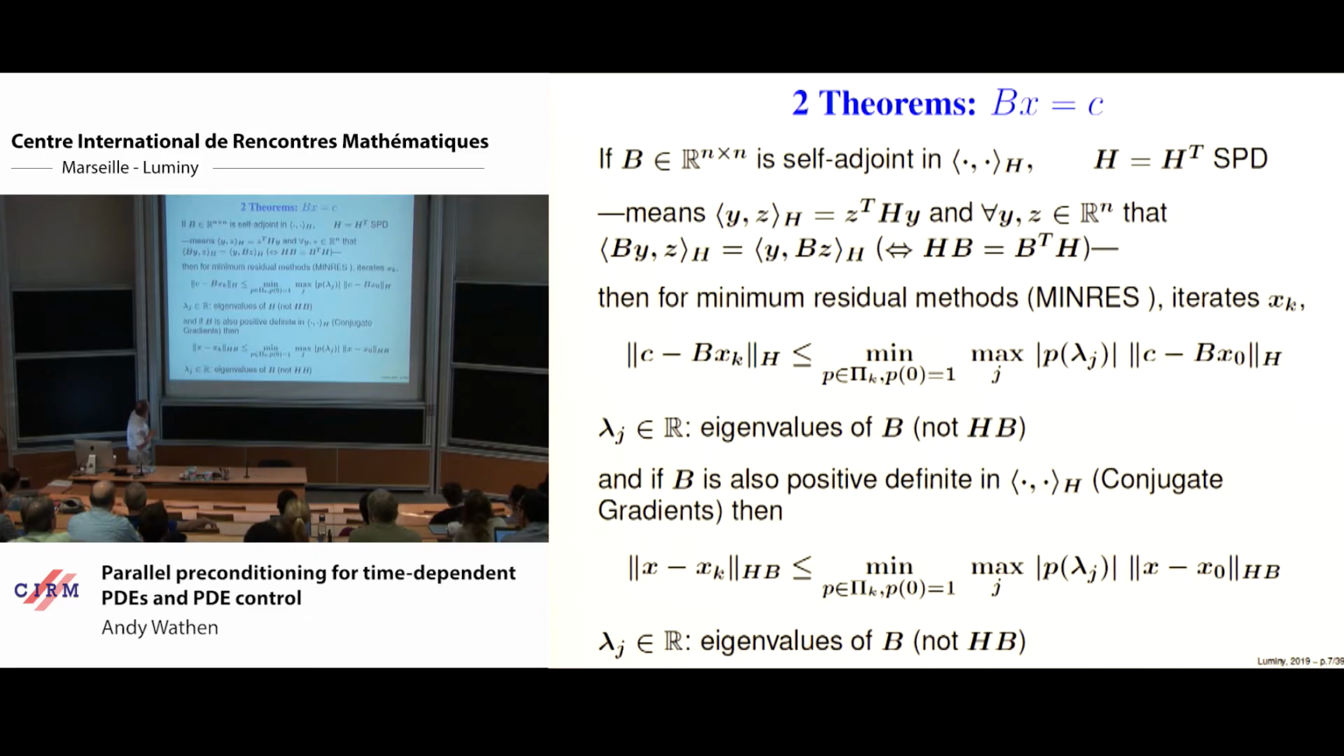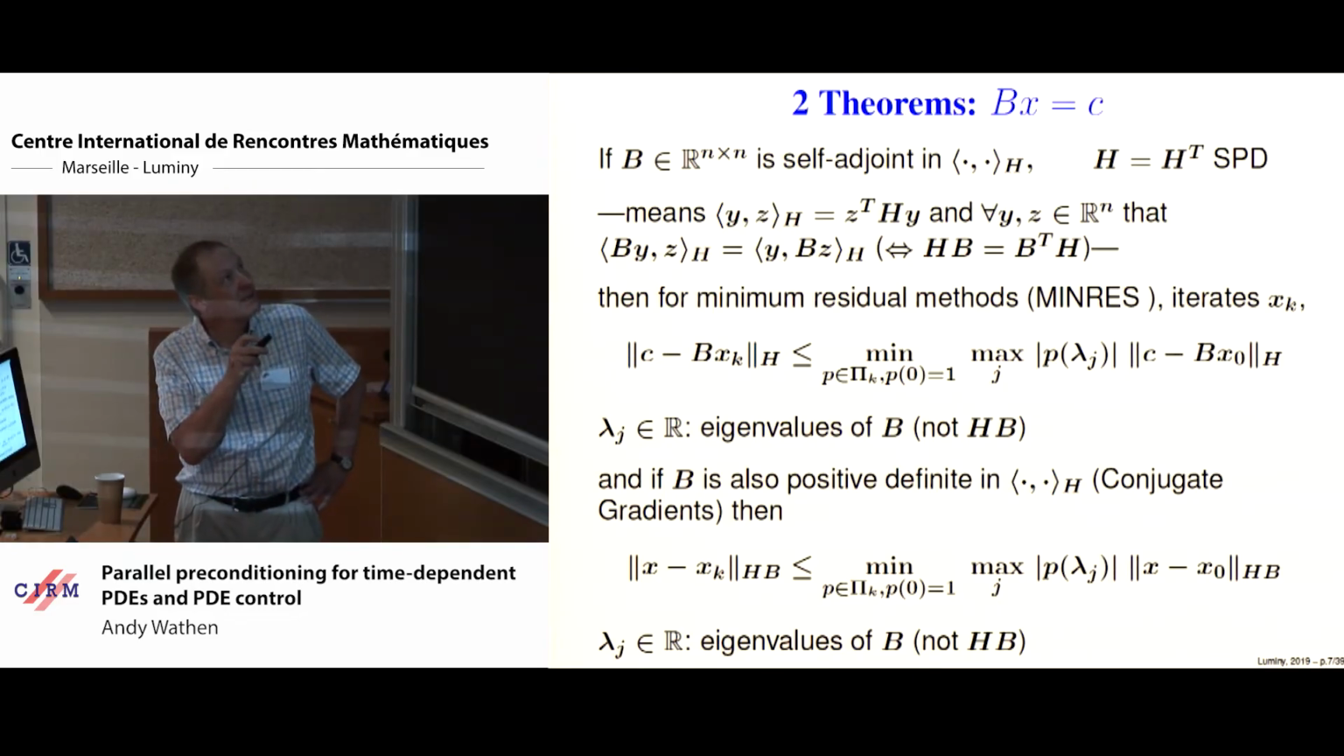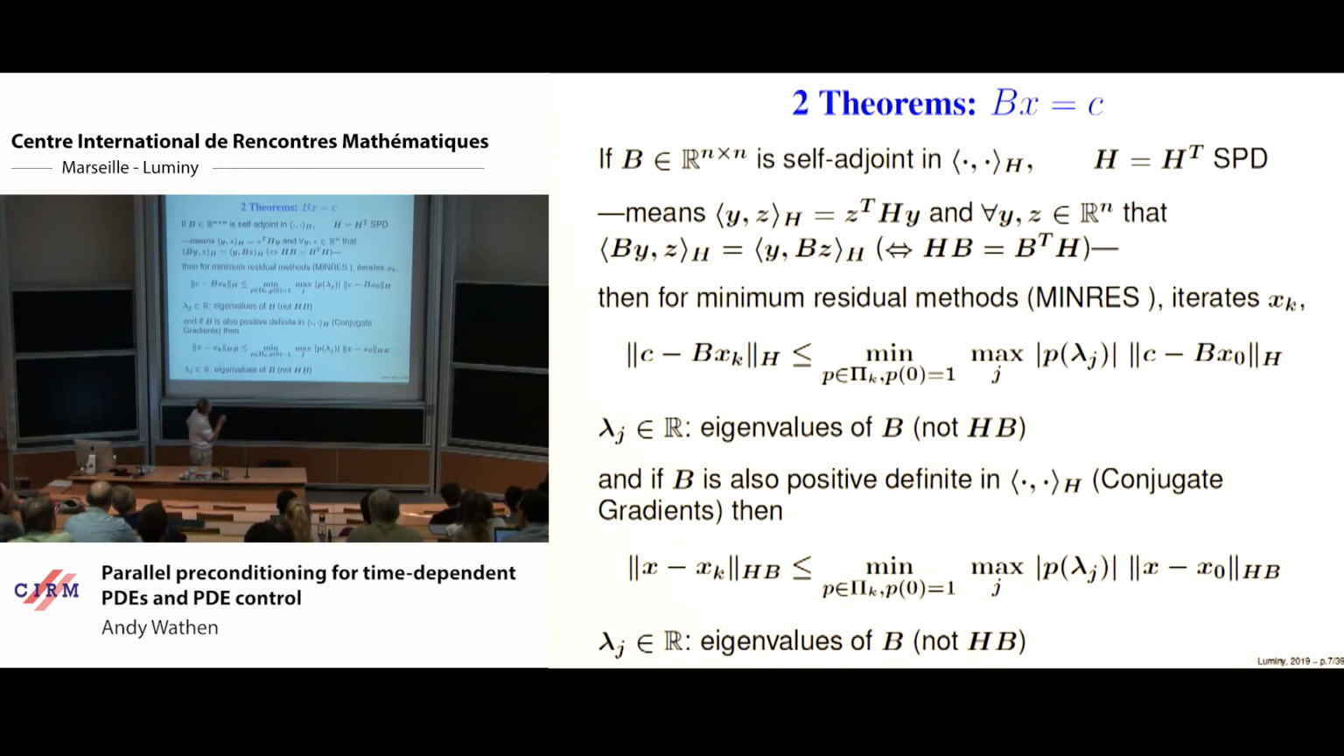If B is self-adjoint in this inner product, then for the minimum residual method, and I'll just stick to that because this is to do with indefiniteness, using MinRes, the residuals in the H norm are bounded by the min-max polynomial times the initial residual in the H norm, where lambda j are the eigenvalues of B, not the eigenvalues of HB, right? The eigenvalues of B. This thing you've seen now 4 times: the minimum over polynomials of the maximum value of P of lambda.